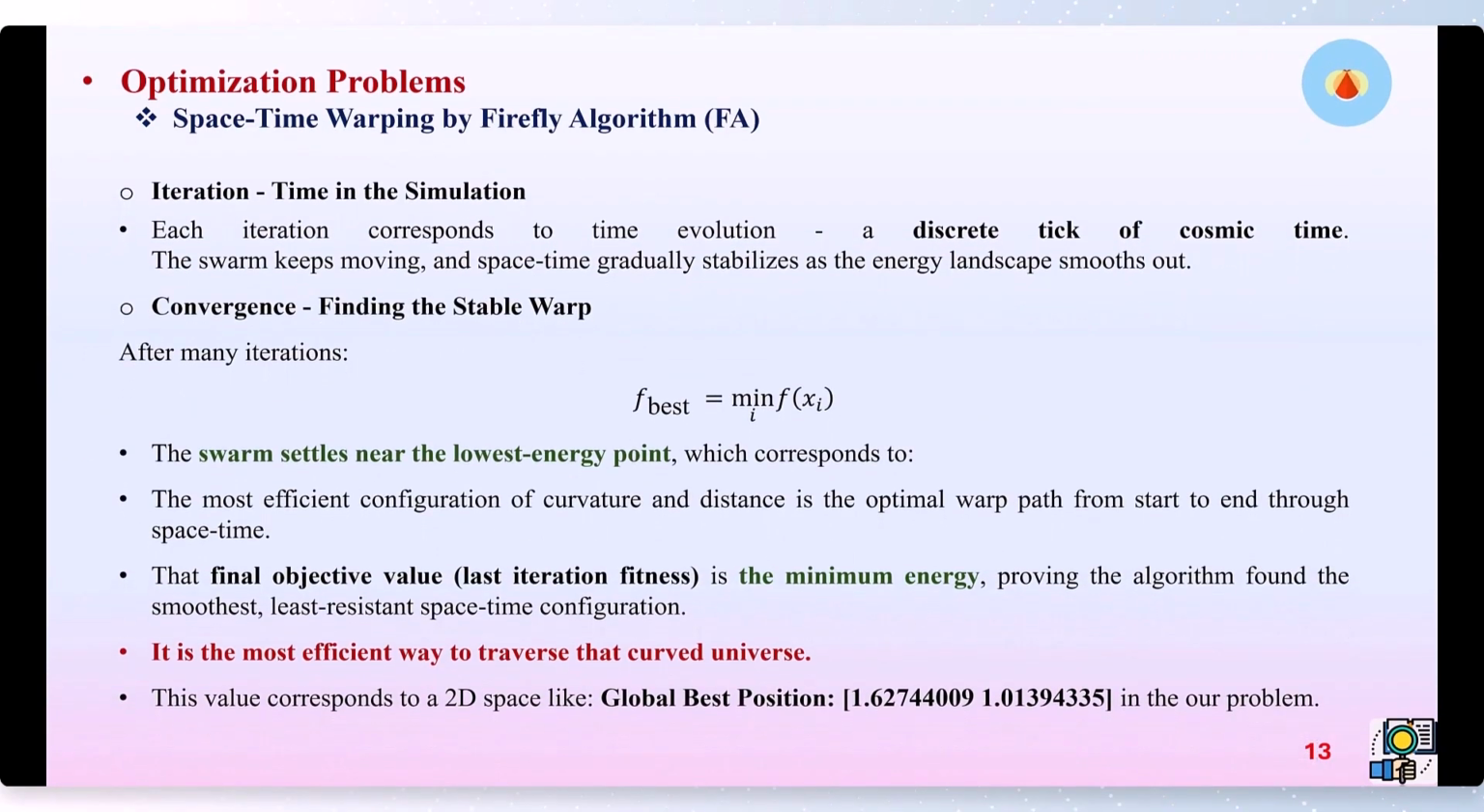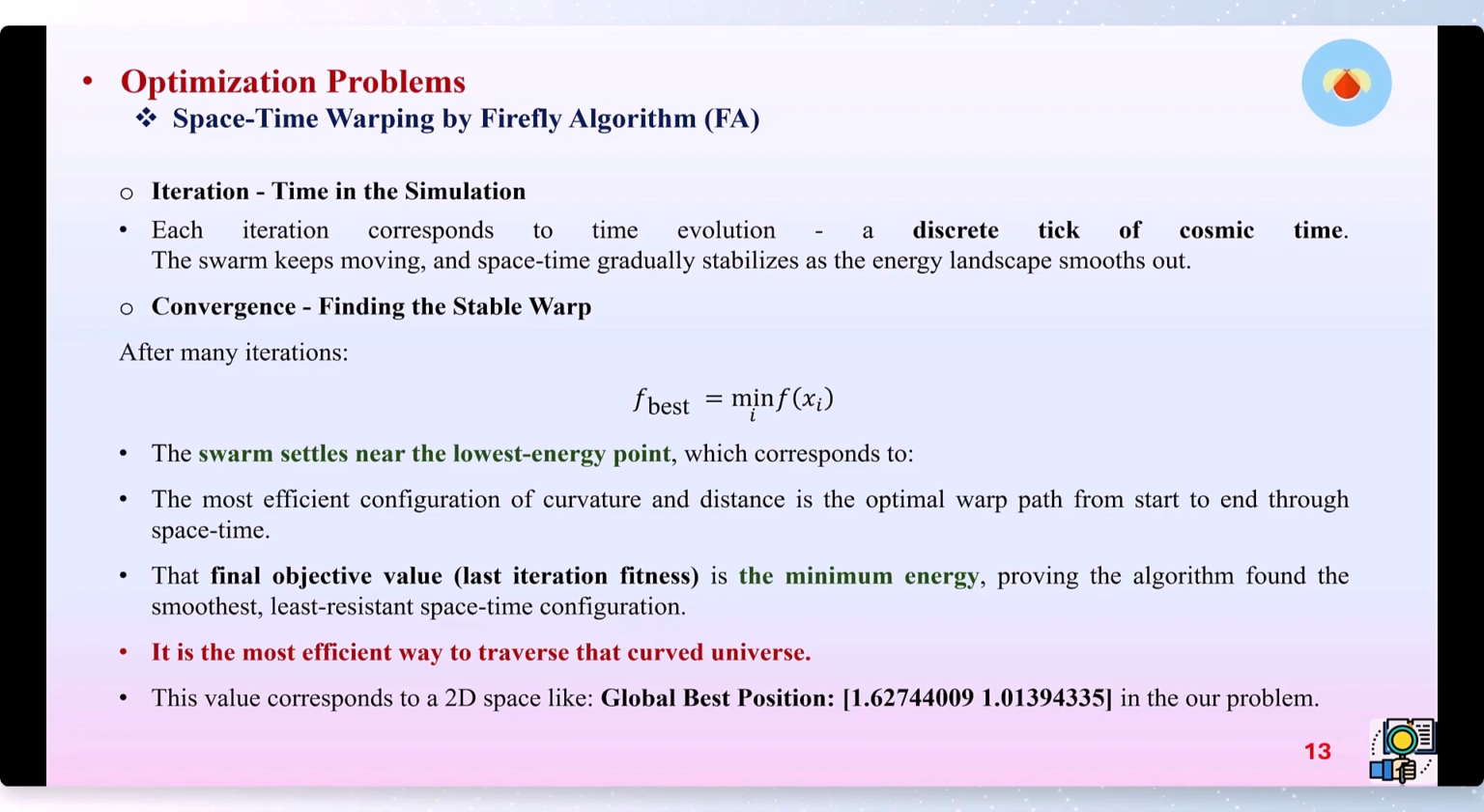Also, iteration in the FA algorithm is equivalent to time in the simulation of a space-time warping problem. Each iteration corresponds to time evolution, a discrete tick of cosmic time. The swarm keeps moving and space-time gradually stabilizes as the energy landscape smooths out. And convergence here means finding the stable warp.